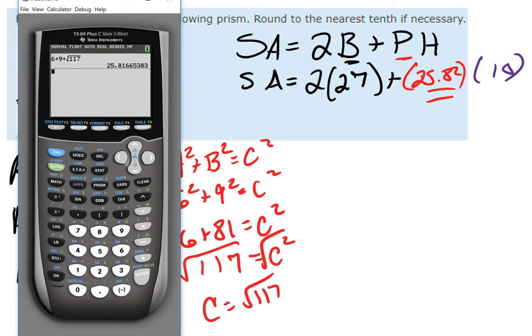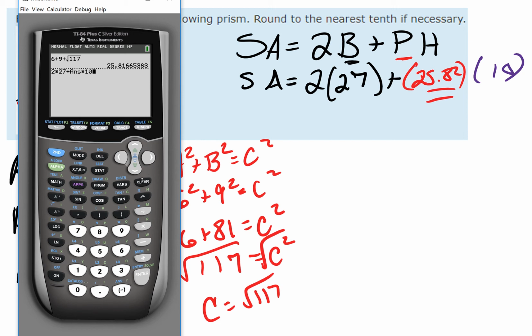I already have that in my calculator right here. So what I'm going to do is use the features of this calculator to help type it in and not round off until my very last step. So I'm going to go 2 times 27 plus. I need that previous answer. So one way of getting that previous answer is I could go second, hit the negative sign, and it types in ANS. ANS takes the previous answer and puts it into that spot. And then I could times that by 10.